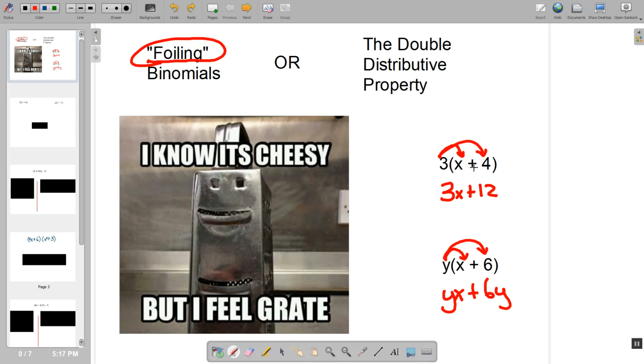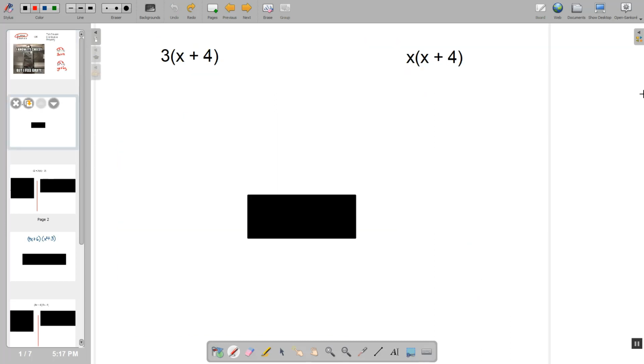So you might be asking yourselves, well, where are we going to be using the double distributive property? So let's do a couple small examples of the single distributive property again, and I will show you what the double distributive property will look like. So this problem we did already is 3x plus 12. This problem is slightly different than what we did before. x times x is x squared, and x times 4 is positive 4x. Both of these are the single distributive property.